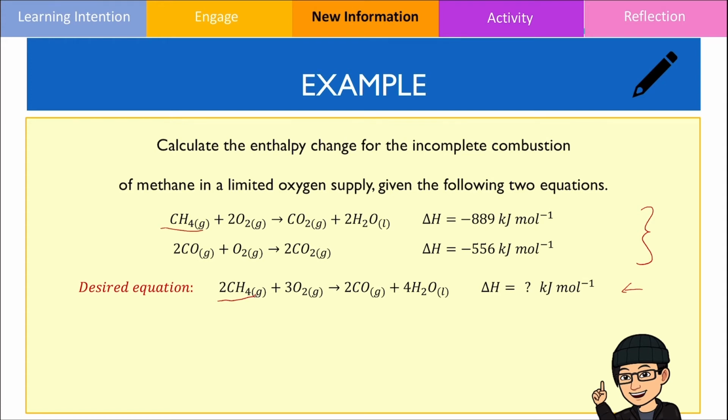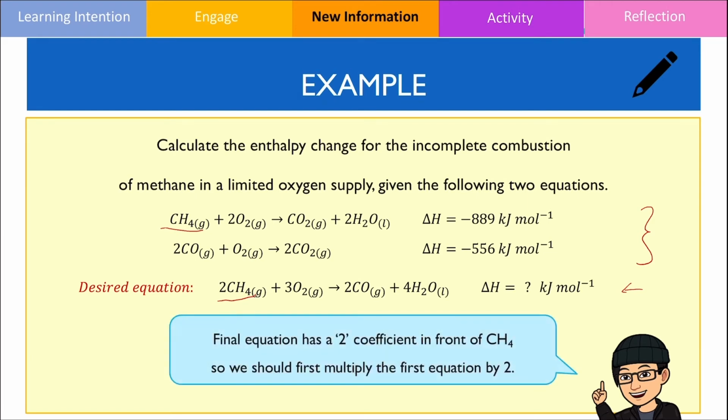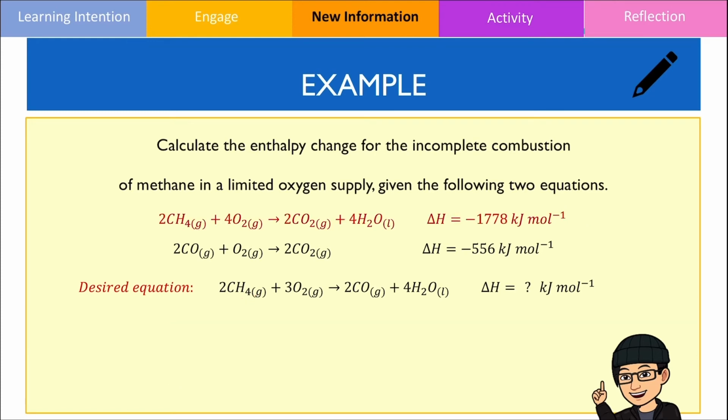So the first thing that I'm going to do is multiply the first equation by 2. By multiplying the first equation by 2, I also need to multiply its delta H by 2, hence our chemical equation will now become like this.